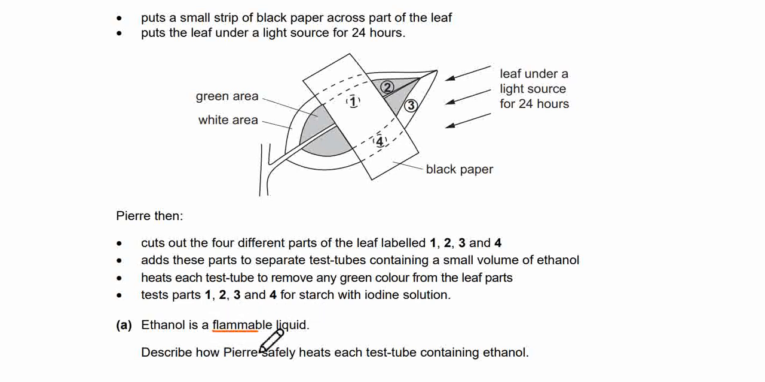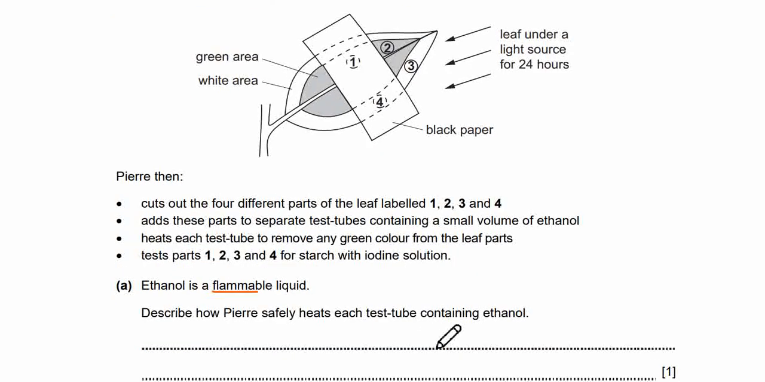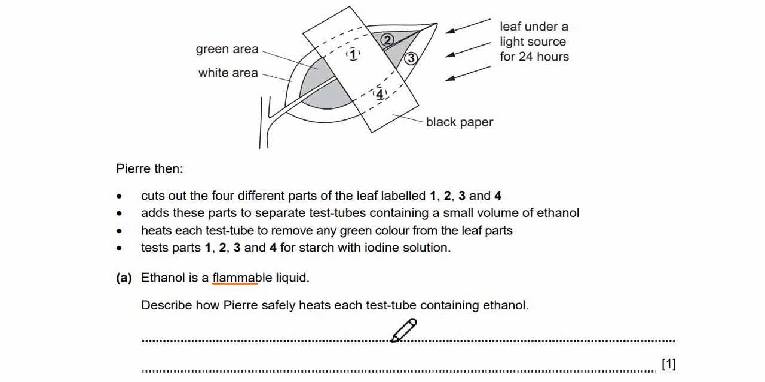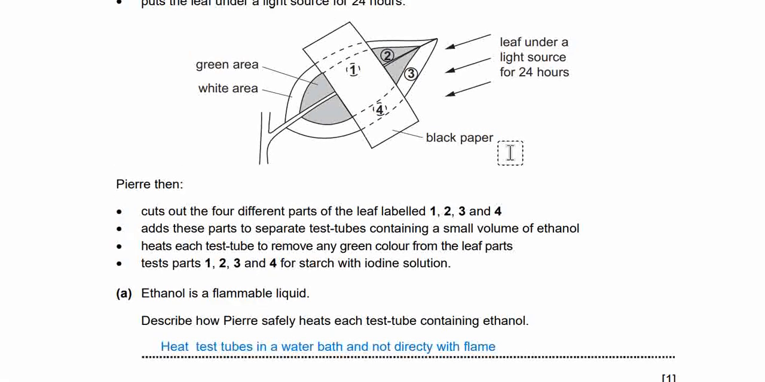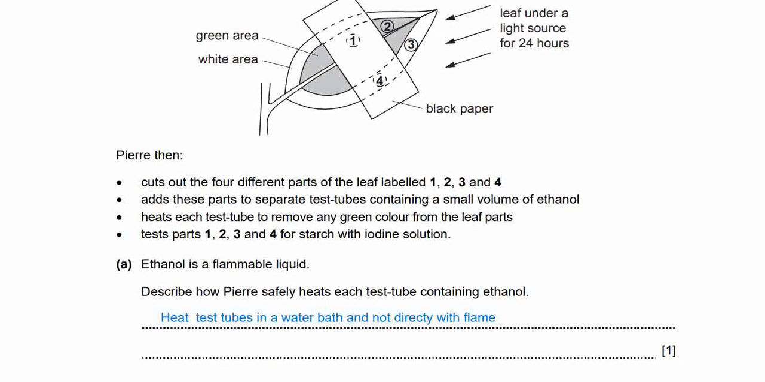Describe how Pierre safely heats each test tube containing ethanol. Flammable means we have to avoid fire, so we can heat with a water bath. So we type down our answer: heat test tubes in a water bath and not directly with a flame. That will be our answer for question A.